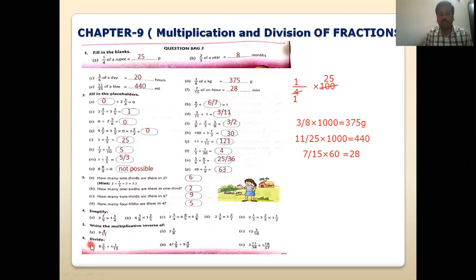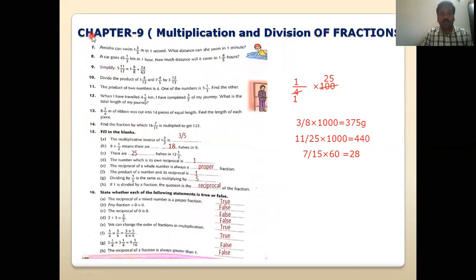Now, this is another question, question number C, divide. You know very well about it from the previous exercise. And this is question number 7 to 14. This type of question is based on the exercise which you have already done in these chapters. Now, here is question number 5. Fill in the blank, the multiplicative inverse of 1 whole 2 by 3 is 3 by 5. First of all, we will change into the improper fraction, and after that, we change into the multiplicative inverse.